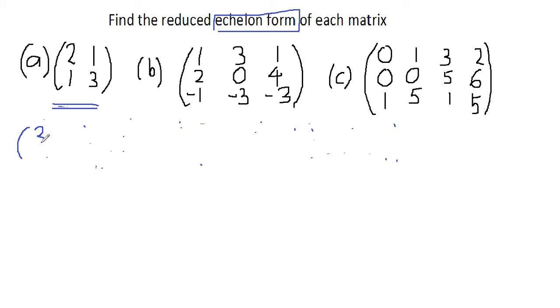2 1 1 3. So first, before we make it to reduced echelon form, we make it to an echelon form first. You'll notice that both rows have the x variable. This is row 1, this is row 2. You want to eliminate the x variable in the second row. Row 2 has a higher coefficient of x than row 1, hence we swap row 1 with row 2. We will get 1 3, 2 1.